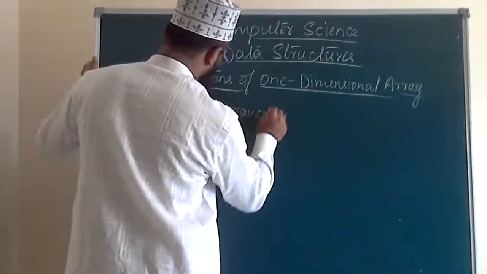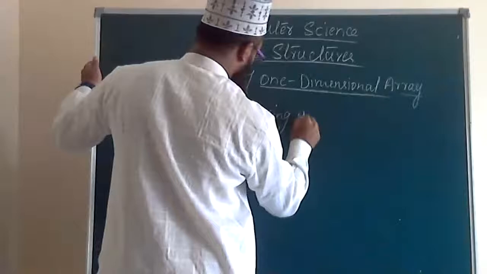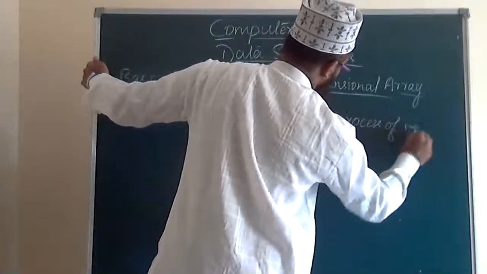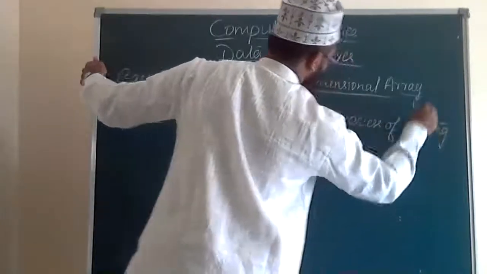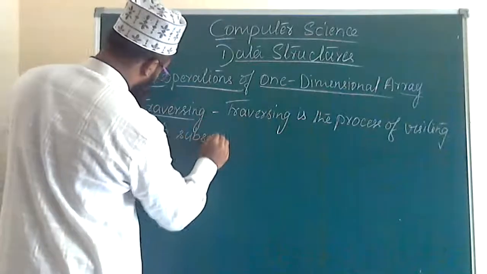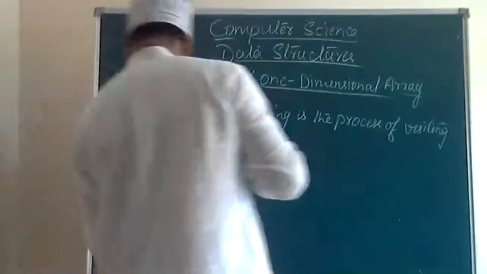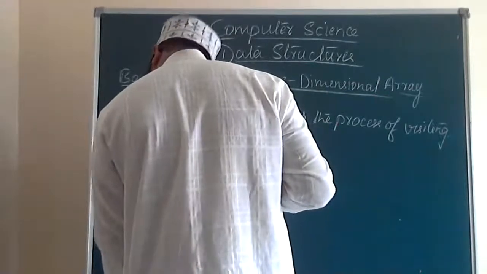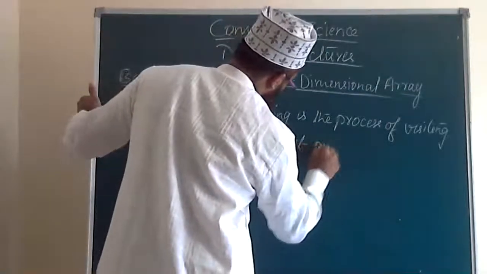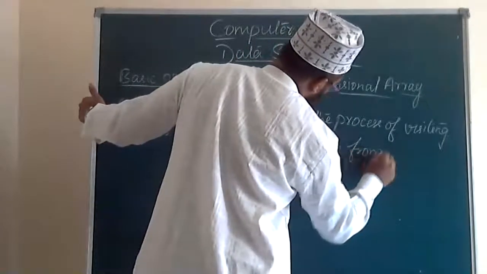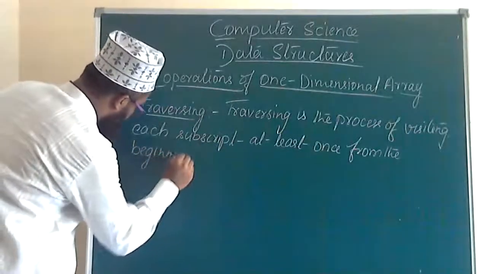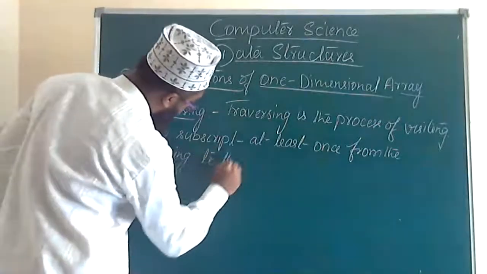Traversing is the process of visiting each subscript at least once from the beginning to the last element.